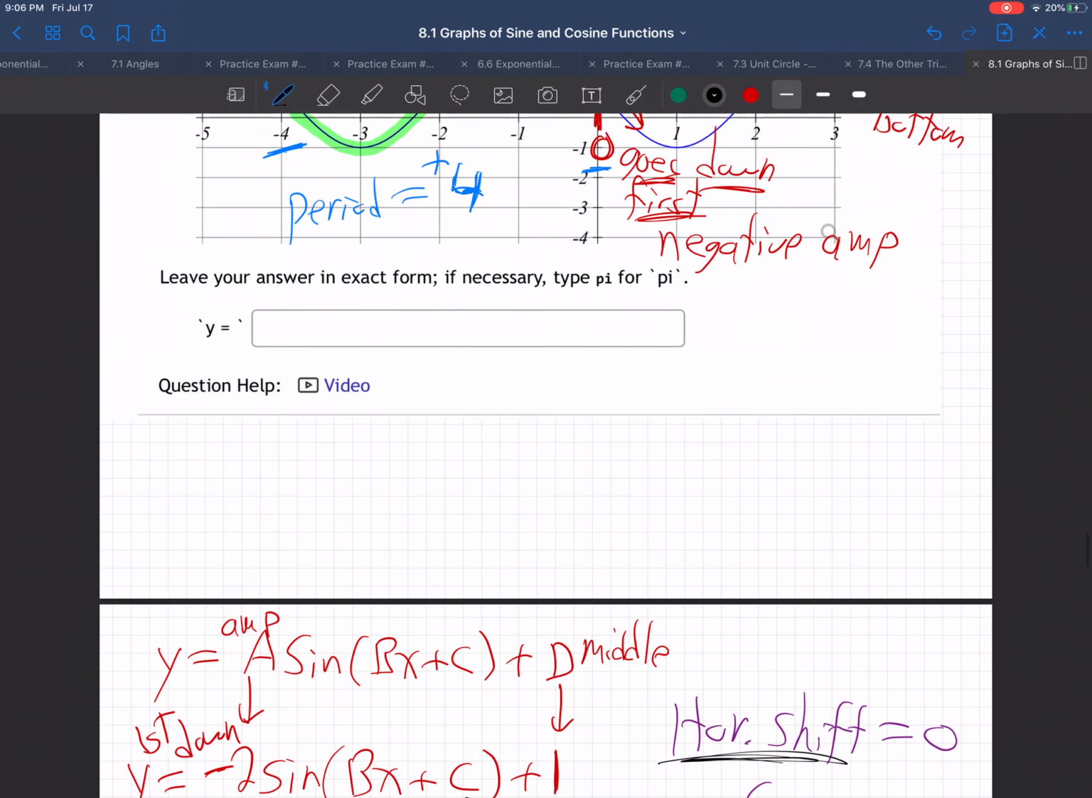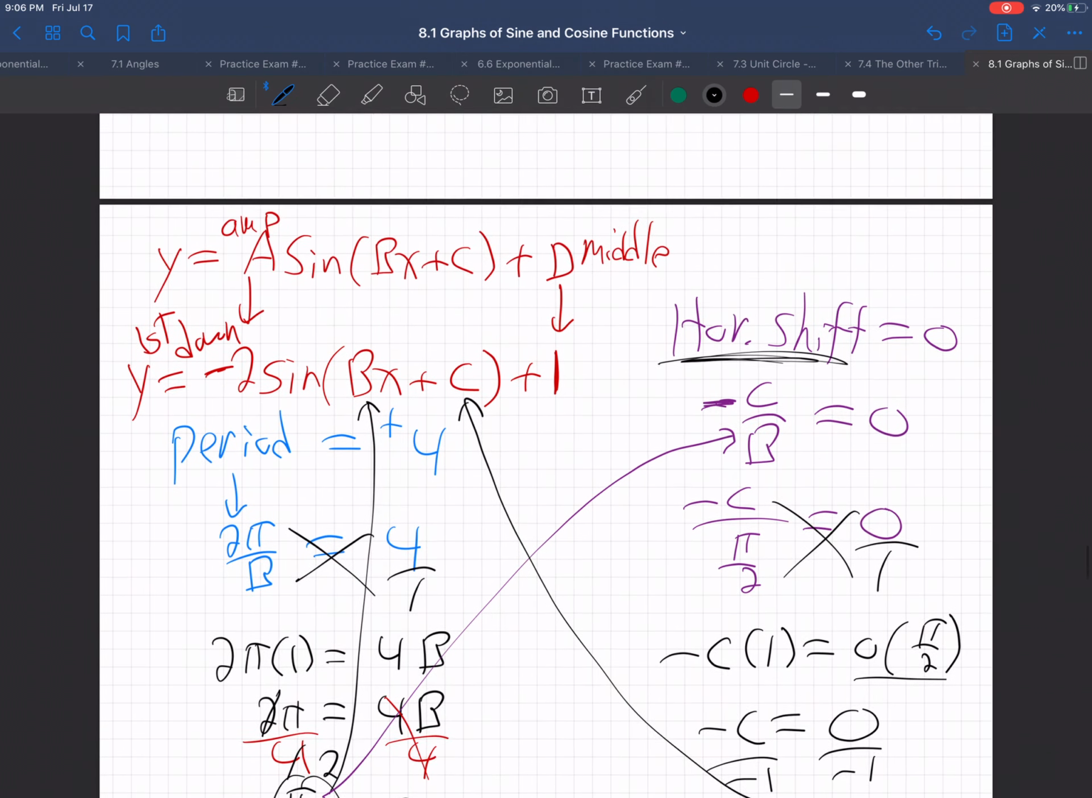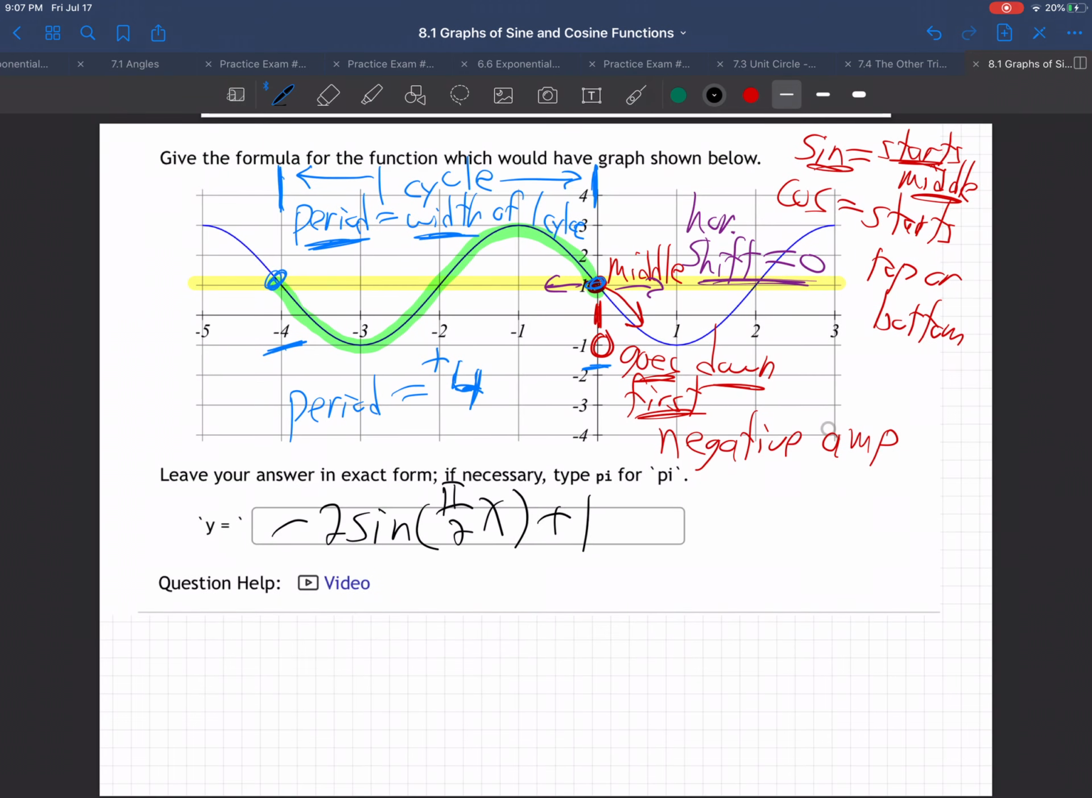So what's our equation here? It's -2 sine. What did b turn out to be? Pi over 2, right? Yeah, b is pi over 2. So pi over 2x. The c is 0. And then there's a +1 out there. So there we go. There's the equation for that graph.